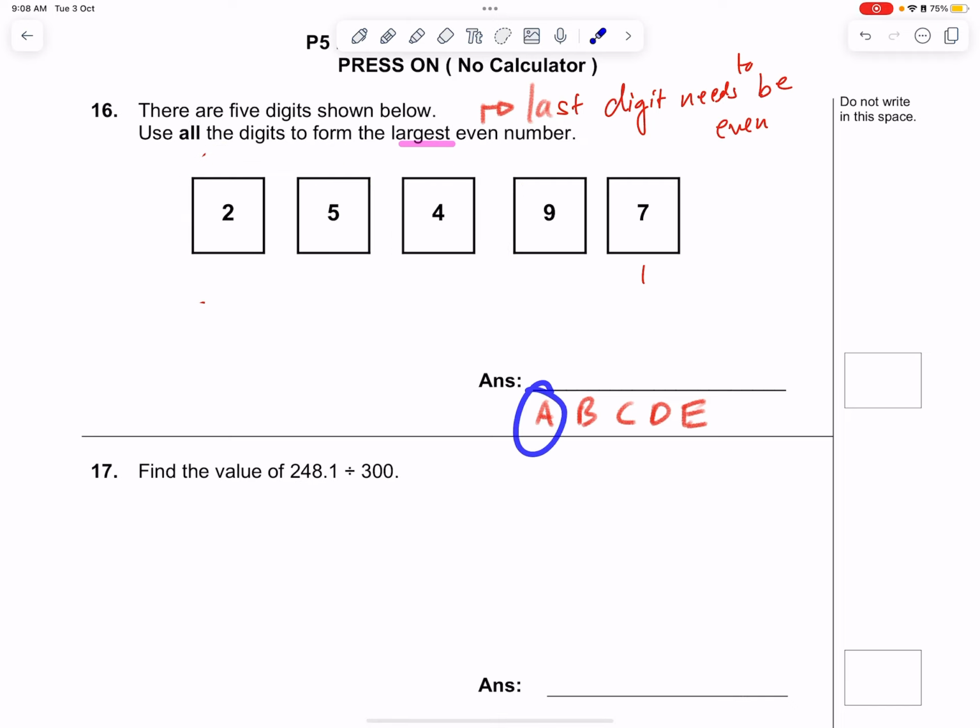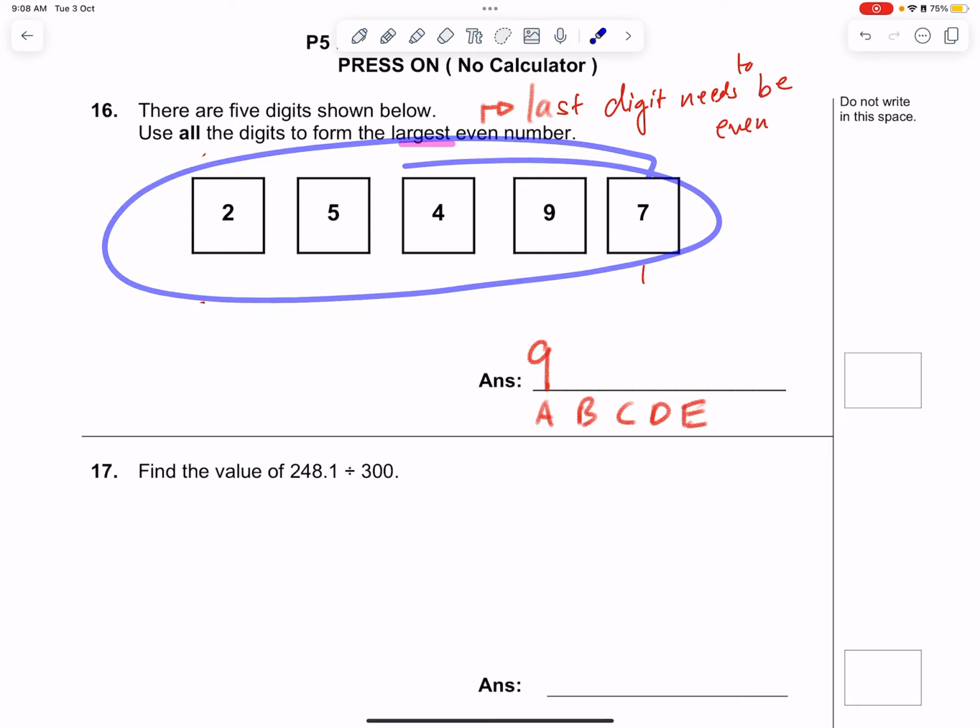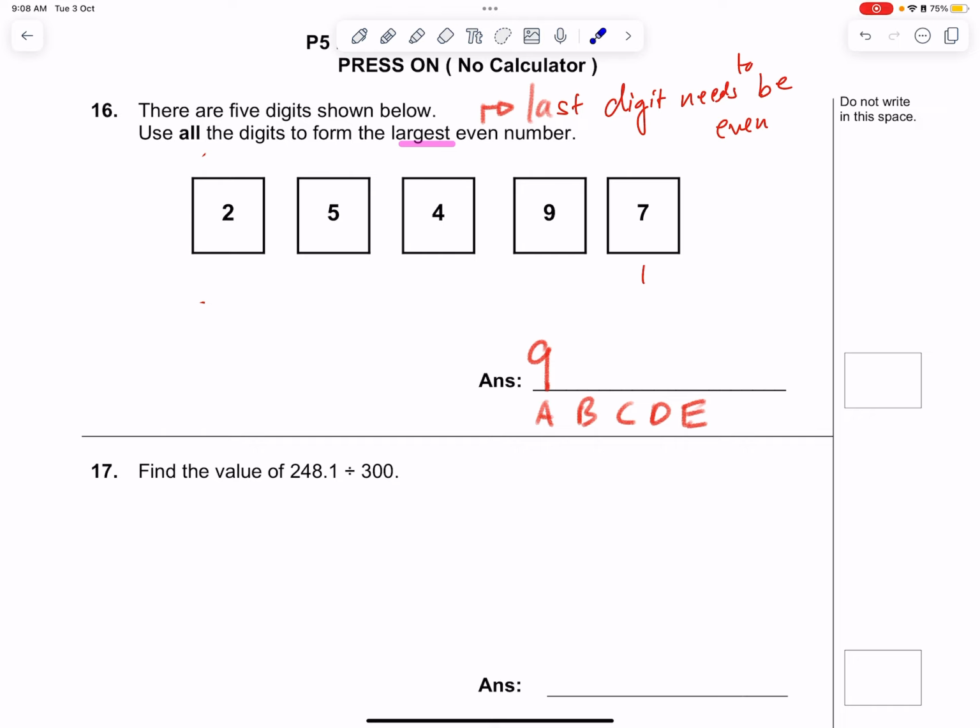Your A is your 10,000s. It should be the largest number. So the largest number here is actually 9. It doesn't matter whether it is even or odd. But the last position over here, E, which is your ones, needs to be an even number and it should be the smallest. In this case, the smallest even number here is actually 2. So straight away, I can put a 2 at the back.